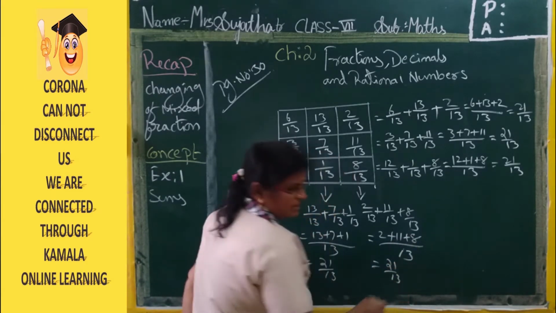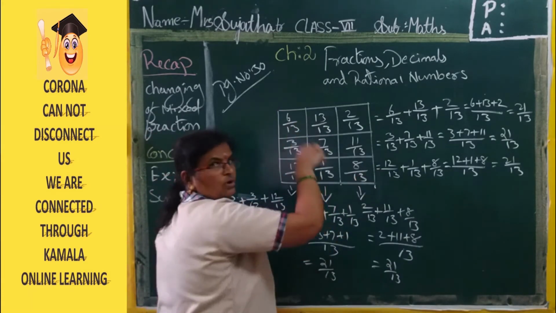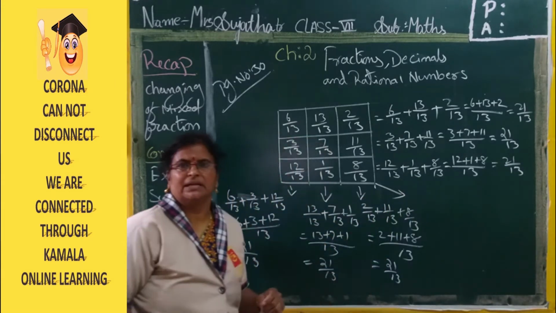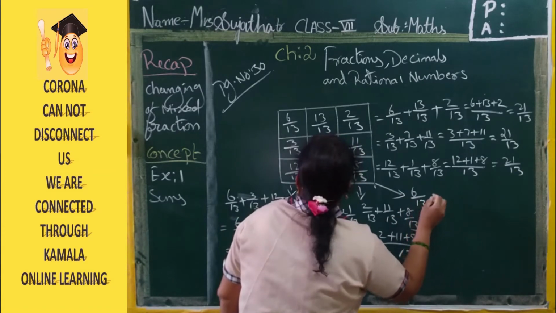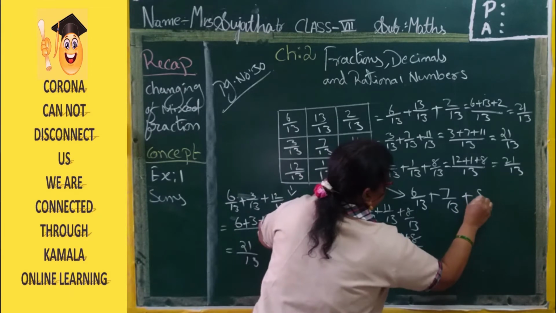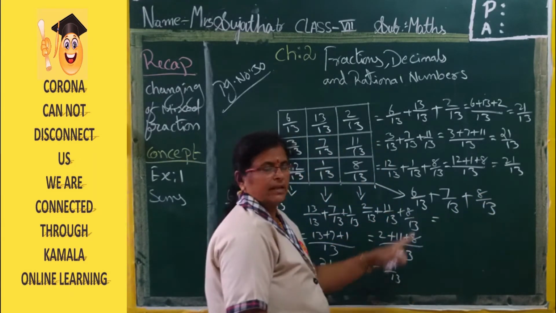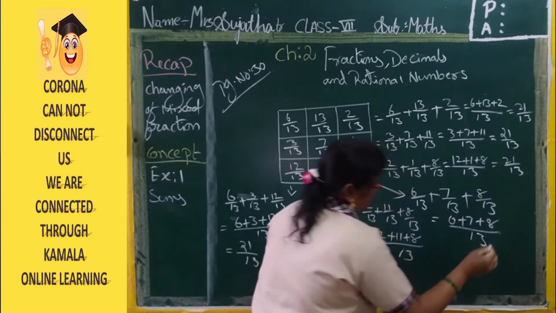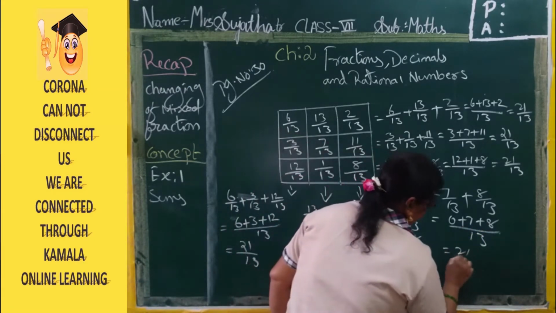Now what will be left? Diagonals. Diagonals means this one, like this, corner to corner. Now 6 by 13, this is the diagonal. I am keeping an arrow mark like this. Now 6 by 13 plus 7 by 13 plus 8 by 13. Okay. Now add these three: 6 plus 7 plus 8 by 13. Now 6 plus 7, 13. 13 plus 8, 21 by 13.